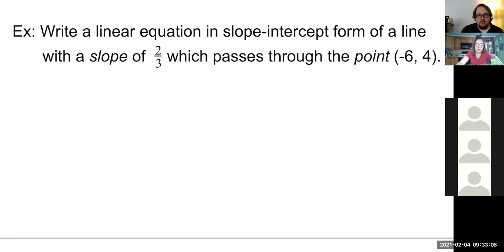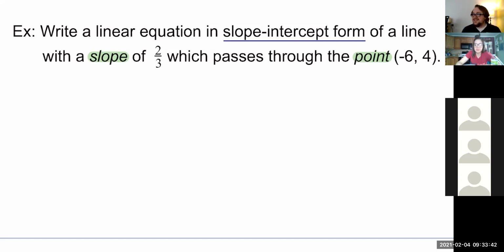We're being asked to write a linear equation. Notice that it is asking for our final result to be in slope-intercept form of a line with a slope of 2/3, which passes through the point -6, 4. Now, I highlighted those two words very particularly because I see the word point, I see the word slope. I'm already starting to think point-slope form.